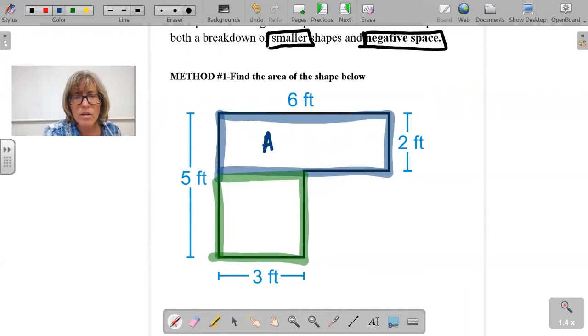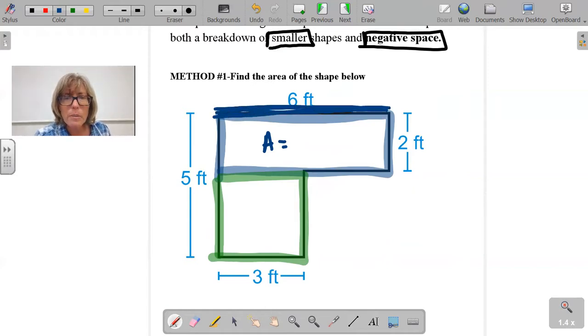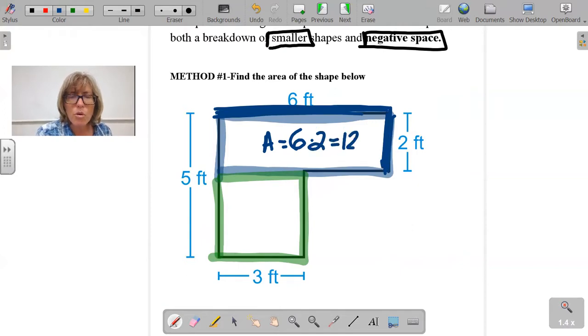This area, physically trace always. I trace this here. My length is 6. I trace this here with this 2. Of course, that area is 12 feet squared. Always physically trace. Watch here, watch very carefully. Length, width. Just trace that a couple times.